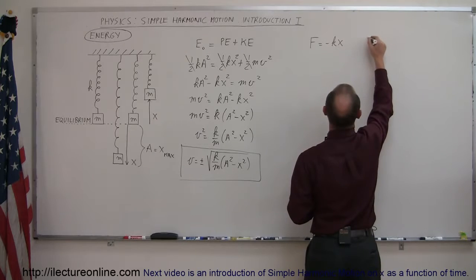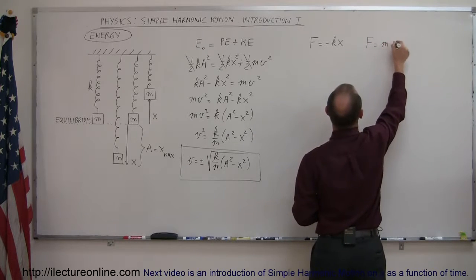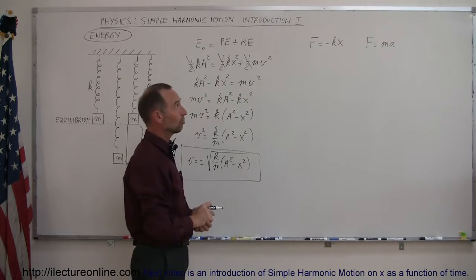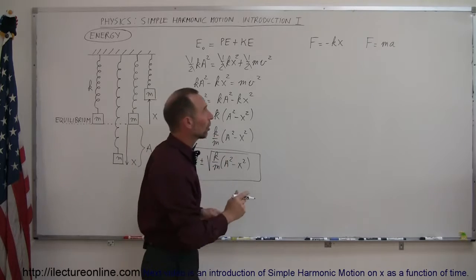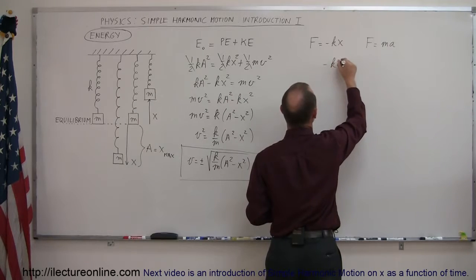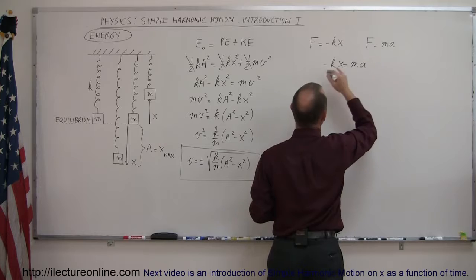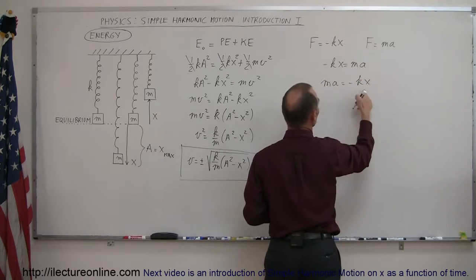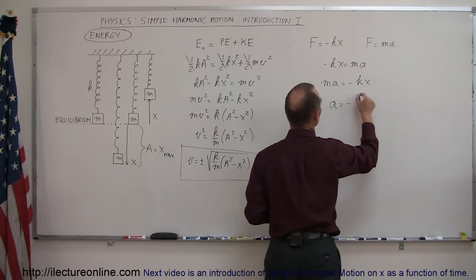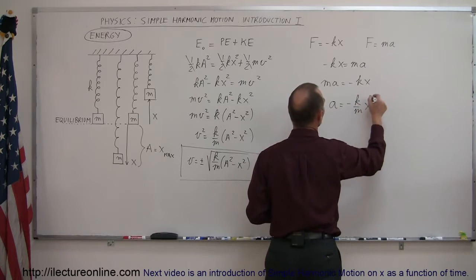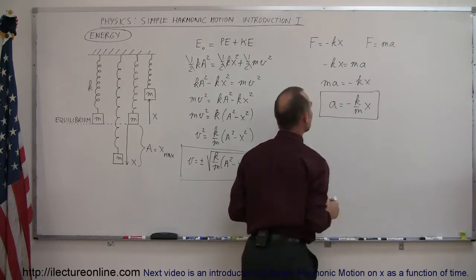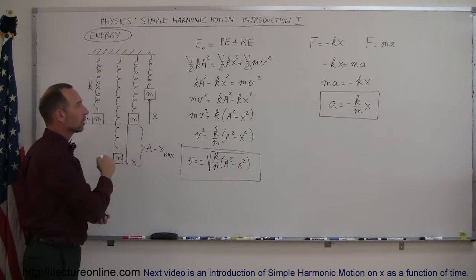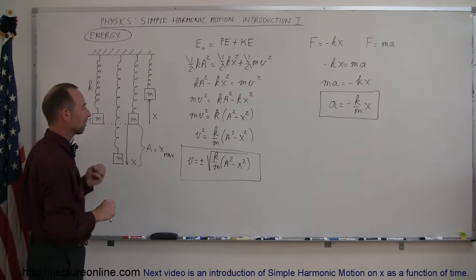Then we have the old equation, F equals ma. No matter what, F equals ma always holds true in any situation. If we set those two equal to each other, we can say that minus kx is equal to ma, or ma is equal to minus kx. Finally, dividing both sides by m, the acceleration is equal to minus k over m times x. That's the other equation we need to describe the acceleration in a simple harmonic motion situation, like, for example, a mass on a spring.